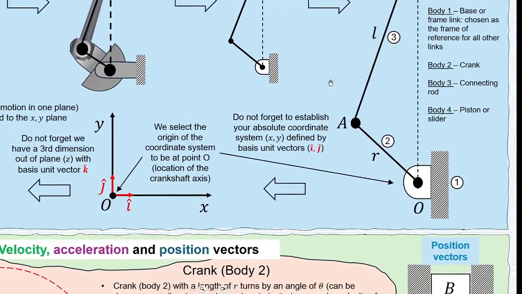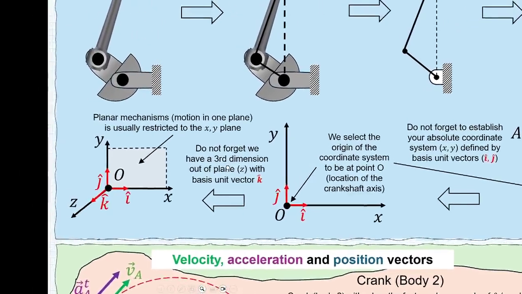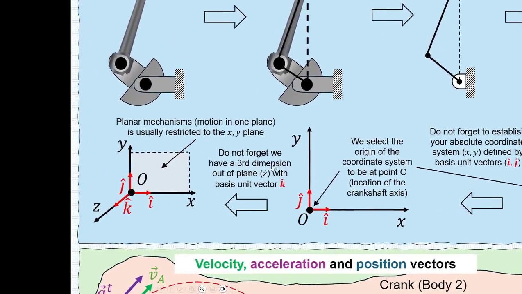After this, we then need to establish our absolute coordinate system. A convenient place for the origin of the coordinate system is at point O at the crankshaft. We then define the XY coordinate system by the basis unit vectors I and J, indicating that we've got Y in the vertical direction and X in the horizontal direction. Even though we are drawing all of this in 2 dimensions, we must remember that there is still a 3rd dimension in the Z direction corresponding with the basis unit vector K. However, because this mechanism is mostly planar, meaning it involves motion in one plane, we restrict our observations to the XY plane. But that does not mean that we won't have vectors pointing out in the Z direction.